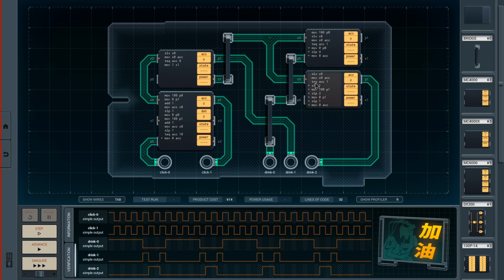And then on this one, same thing basically. When the accumulator is equal to 1, it does this thing, and then at the end of doing that thing, it moves the accumulator back to 0. So yeah, right. That's what I've come up with so far. Let's go ahead and test this out.